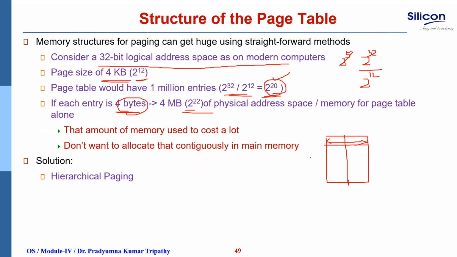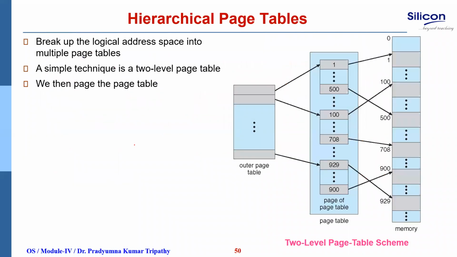Is it understood? There are 2 to the power 20 entries, and each entry is of 2 to the power 2 bytes, so 2 to the power 22 bytes will be required. This much memory is quite large, and you may not get a continuous memory of 2 to the power 22. That is the reason we'll go for hierarchical paging. We'll go for multiple levels of page tables.